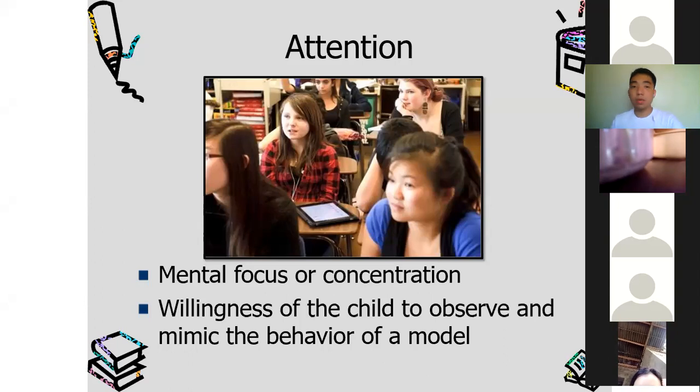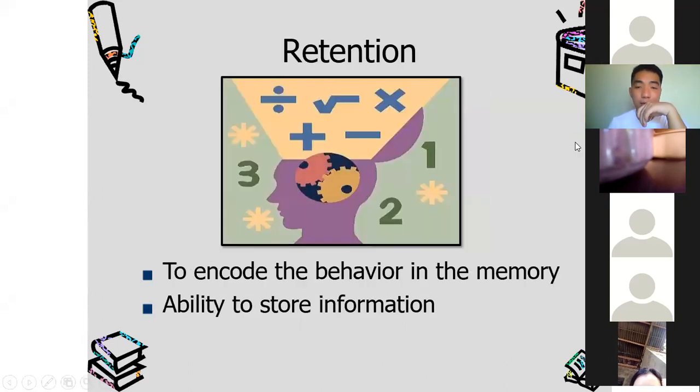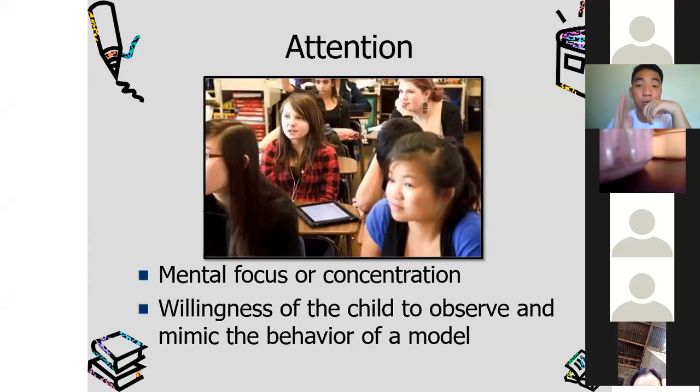Okay, so in observational learning, first is attention, diba? When you observe, you have to focus, mental focus or concentration, and the willingness of the child to observe and mimic the behavior of a model, diba? So attention is the first step in observational learning.